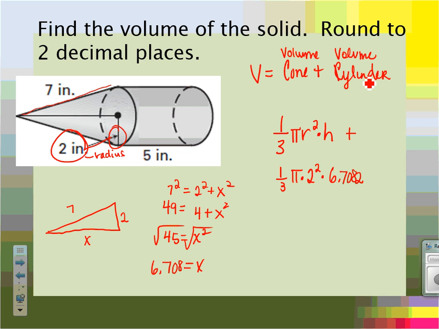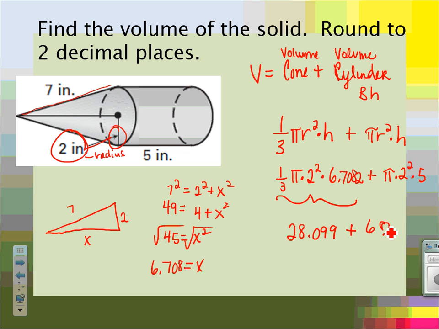Okay, and then I need the volume of the cylinder. Remember, the volume of a cylinder is base times height. And the base for a cylinder is pi r squared times the height of the cylinder. So this would be plus pi times the radius is still 2, so 2 squared times the height is 5. So if I find the volume of the cone, I would get 28.099.